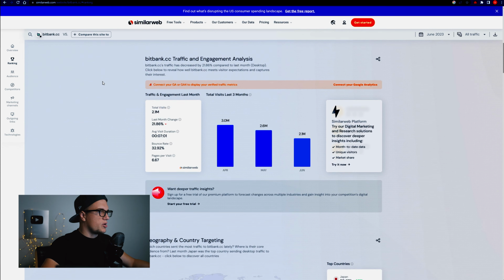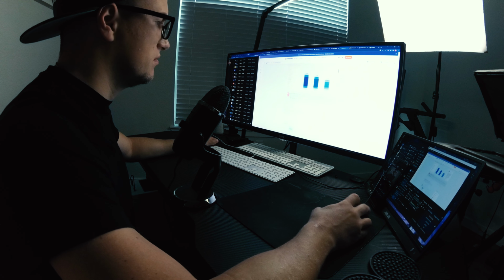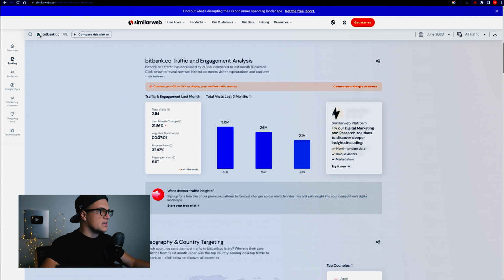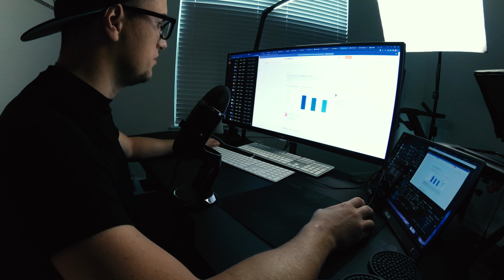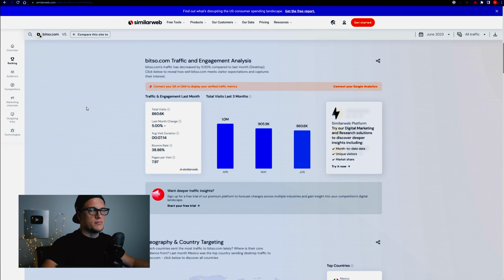Bitbank is an exchange popular in Japan. Average visit duration 7 minutes. Bounce rate 32%. Good job. Bitso, it is not the biggest platform, but it has legitimate traffic.